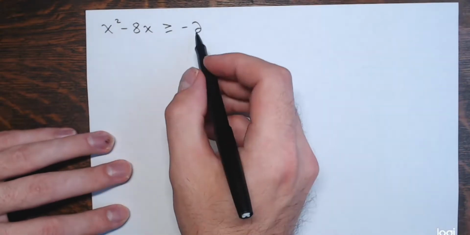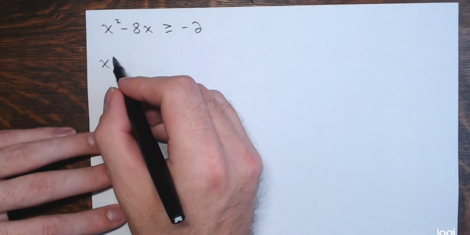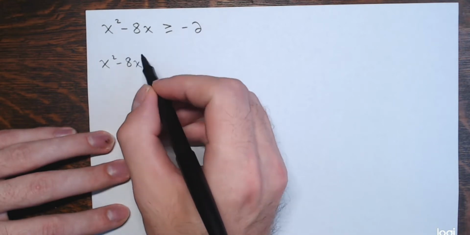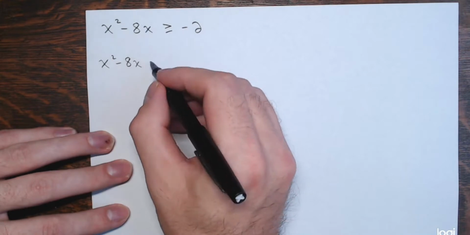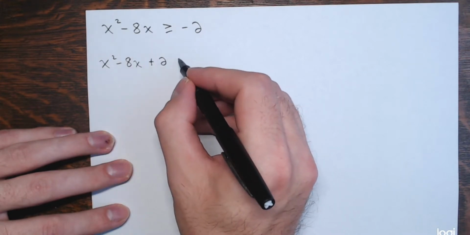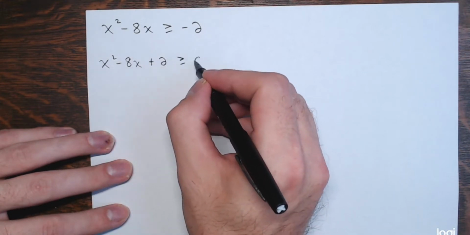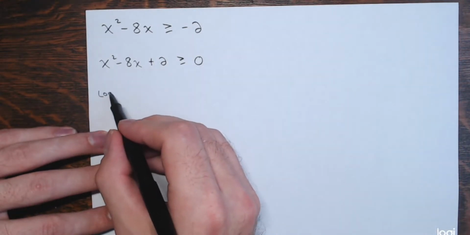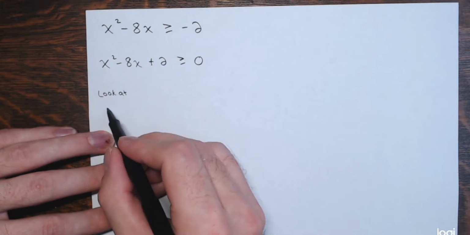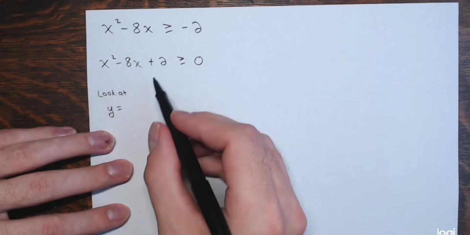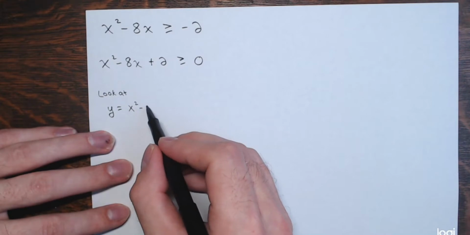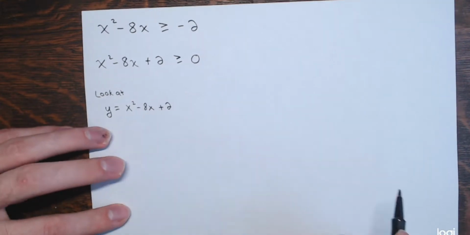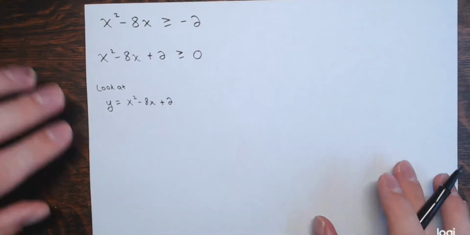Alright, so I'm first taking everything to one side. We have x squared minus 8x, and then I would add 2, is greater than or equal to 0. And now we're looking at the following function. I look at y equals this quadratic, x squared minus 8x plus 2. Alright, and then we'll graph it.